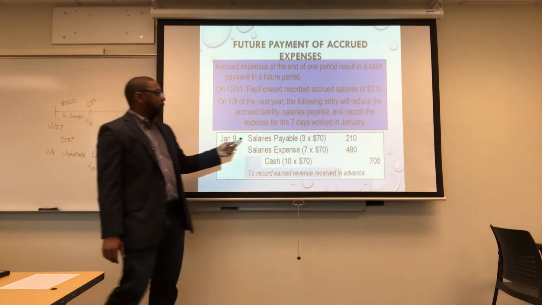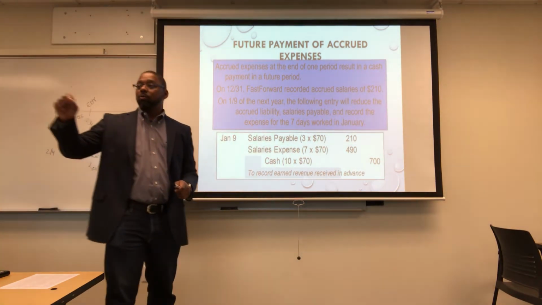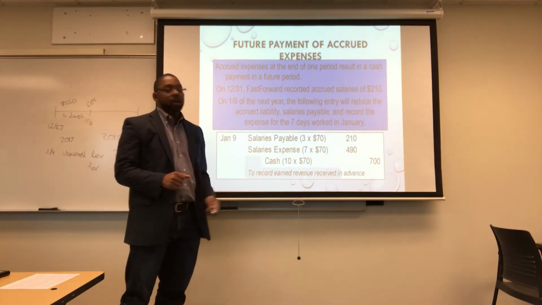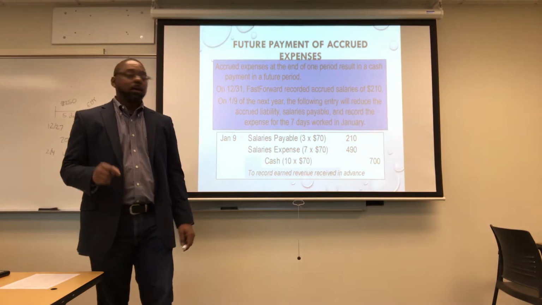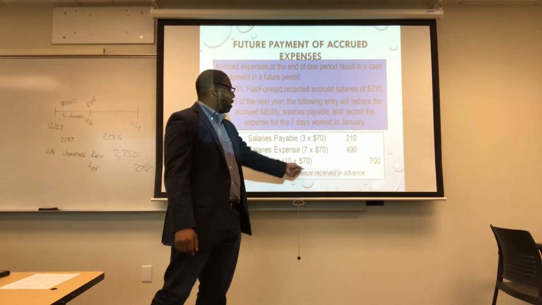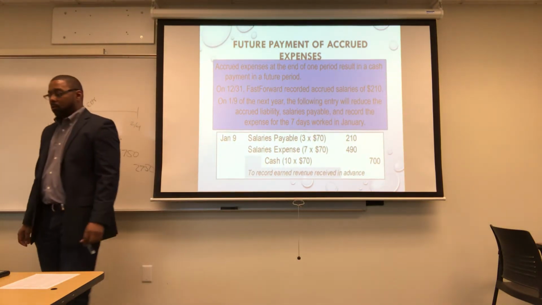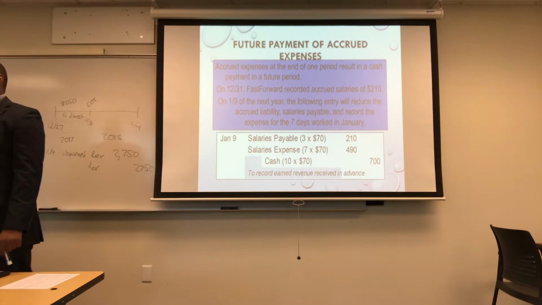which is a debit to salaries payable for the 3 days that we put in 2017, a debit to salaries expense for the 7 days that we have in 2018. And there's your 10 days. And we're going to pay them that day, so we're going to credit cash for all 10 days. That makes sense? When we initially did the expense, it was a debit to expense, credit to a payable.